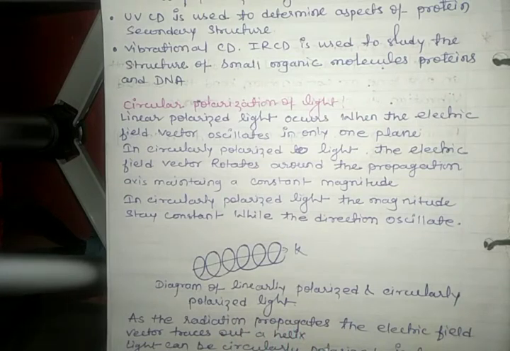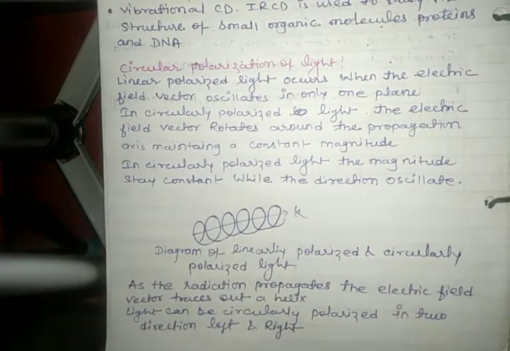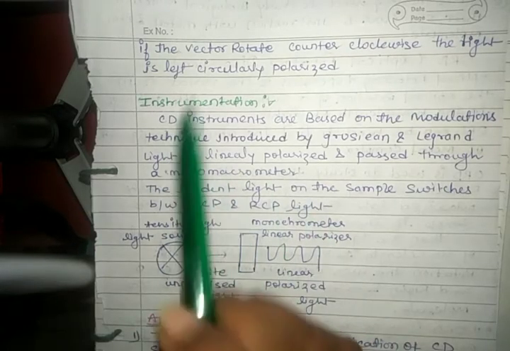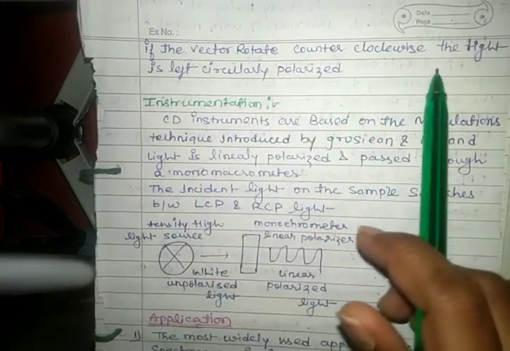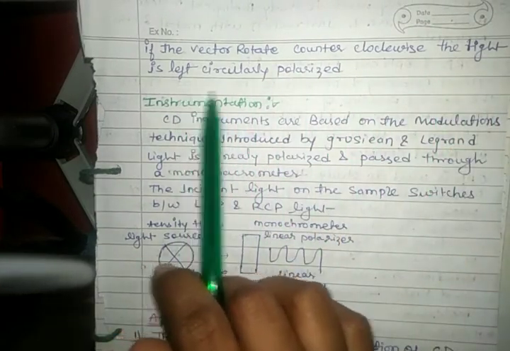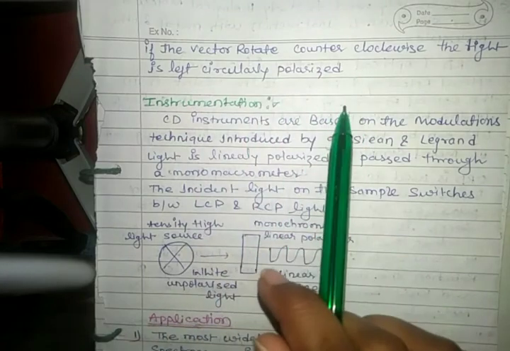As the radiation propagates, the electric field vector traces out a helix. Light can be circularly polarized in two directions, left and right. So there is light circularly polarized in both directions, from the left side and from the right side. Another point is, if the vector rotates counterclockwise, the light is left circularly polarized.